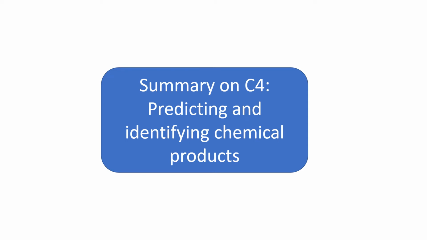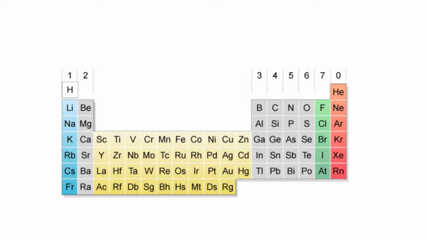So today is our final lesson on C4, predicting and identifying chemical products. We're going to look at a summary of the different elements and groups we've gone through, and then we're going to look at some exam questions.